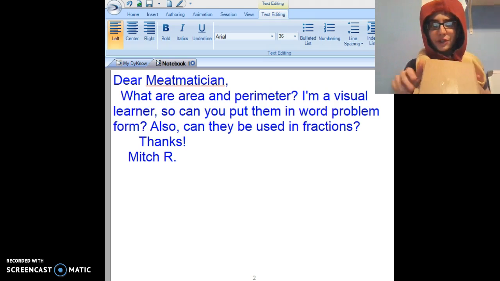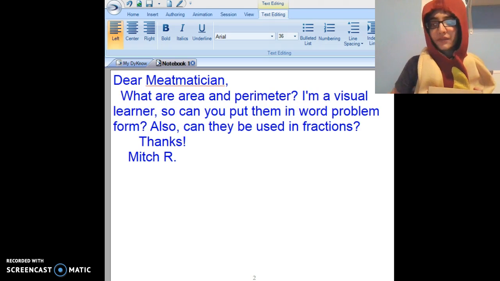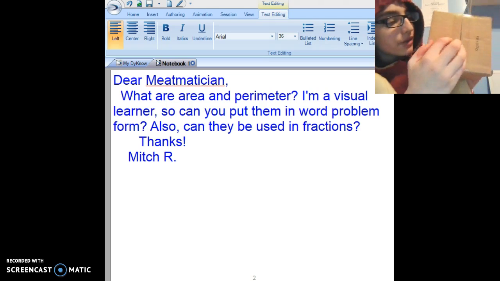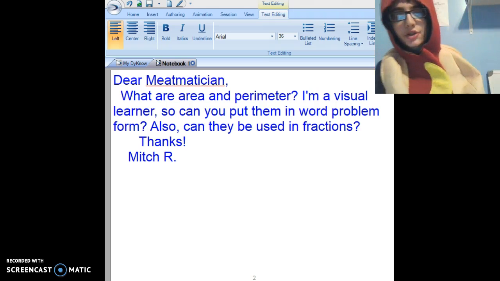This square measures 5 inches in height, and the base also measures 5 inches. To find the area, I have to multiply the base by the height, or 5 by 5, to give me an answer of 25 square inches. That means that there are 25 individual squares on the surface of the square, each measuring 1 inch.